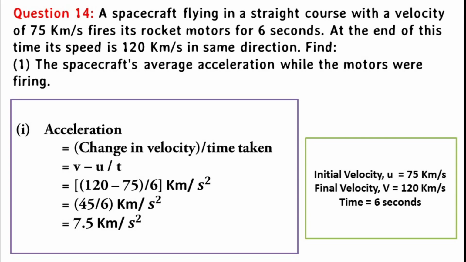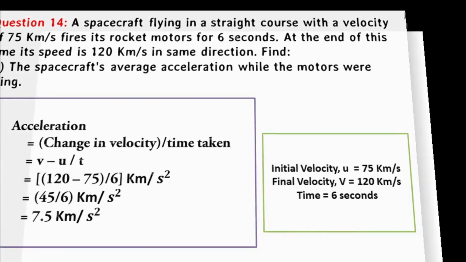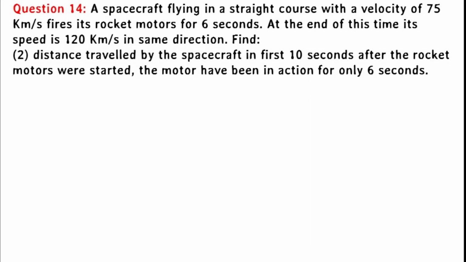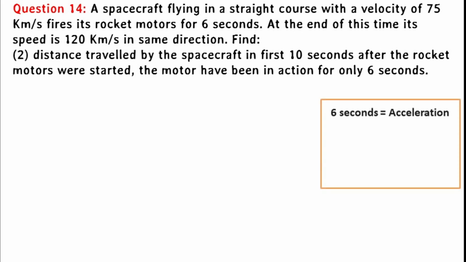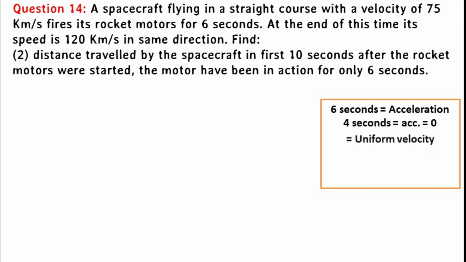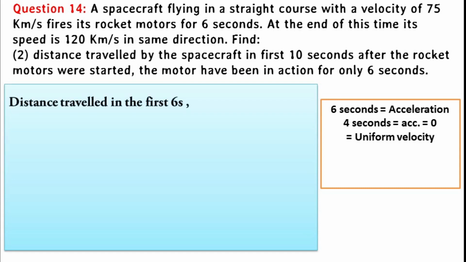Now the second part, distance travelled by the spacecraft in first 10 seconds after the rocket motors were started. The motors have been in action for only 6 seconds. Please listen very carefully. Motion of spacecraft in 10 seconds. First 6 seconds is an accelerated motion and the remaining 4 seconds acceleration is 0. It is uniform velocity. So, distance travelled in 10 seconds is equal to distance travelled in 6 seconds plus distance travelled in 4 seconds.